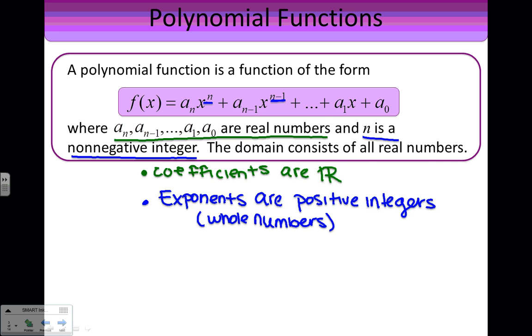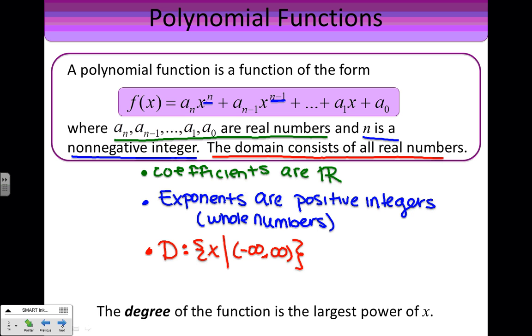And lastly, okay, you guys all know what this means. The domain consists of all real numbers. So for any polynomial on the graph, our domain is always going to go from negative infinity to infinity. So for any polynomial, if it meets all of these, if the coefficients are real numbers and all the exponents are whole numbers, then we know that the domain is going to be all real numbers.